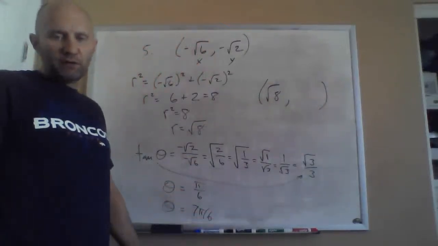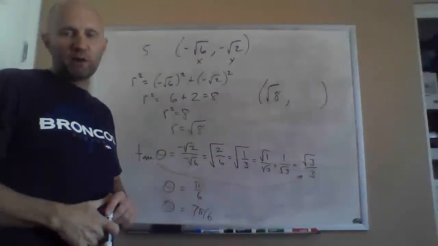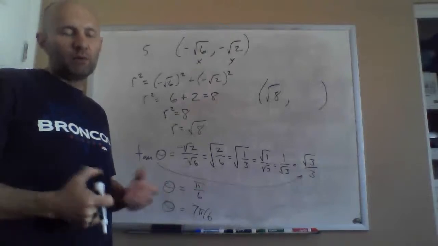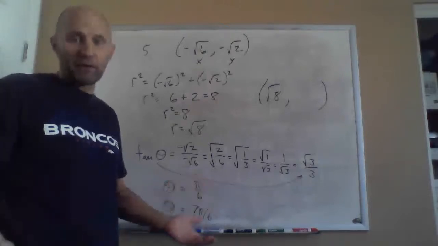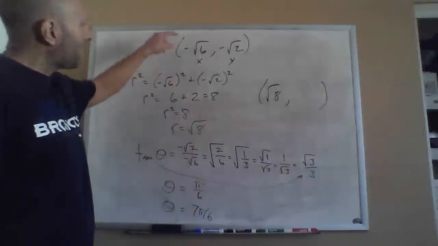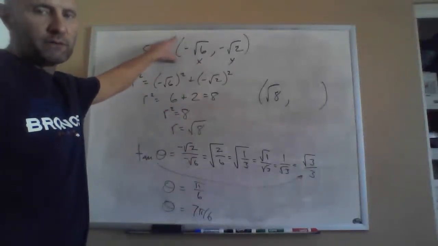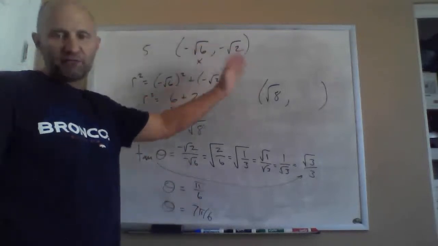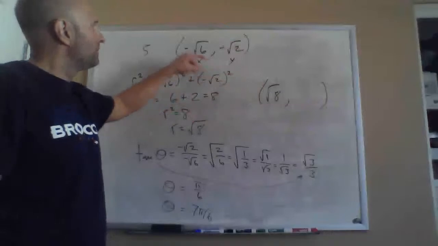Since I have 2 values, do I just pick whichever one I feel like, or does it matter which one I pick? Well, the answer is always what? It matters. And so in this case, how do I know which one to pick? I have to go back to the original point. Again, these 2 coordinates have to map to the same location.